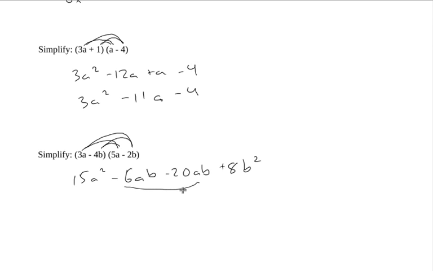And again, you can see these middle two terms can combine because they both have a variable part of ab. So when I add their coefficients, negative 6 plus negative 20 is negative 26, so we get 15a squared minus 26ab plus 8b squared.